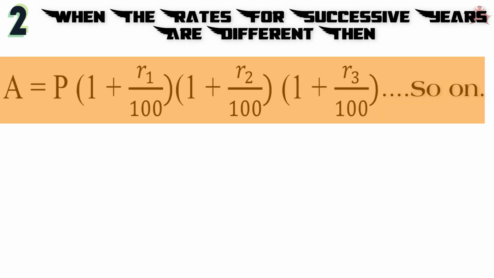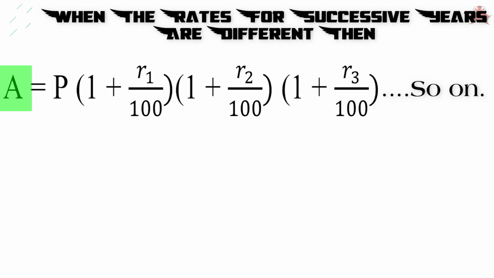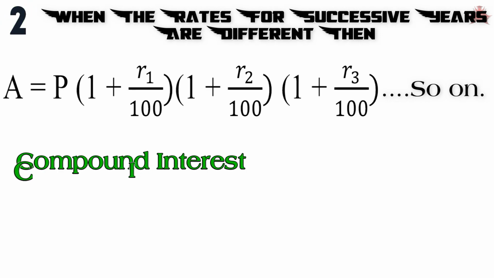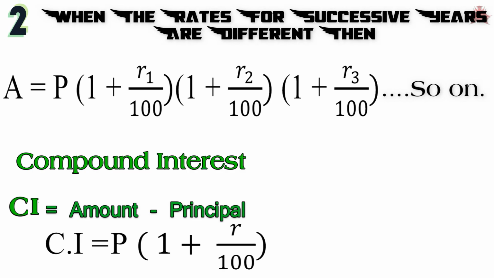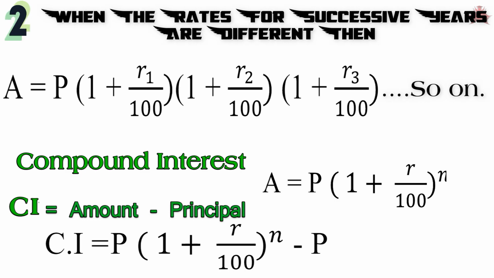To calculate the compound interest, when you use the formula, you will get directly the amount. In case you want to get the compound interest, compound interest is equal to amount minus principal. Compound interest is equal to P into (1 plus R divided by 100) whole power n minus P. So this is the formula to find out the compound interest, whereas the amount formula is A is equal to P into (1 plus R divided by 100) whole power n.